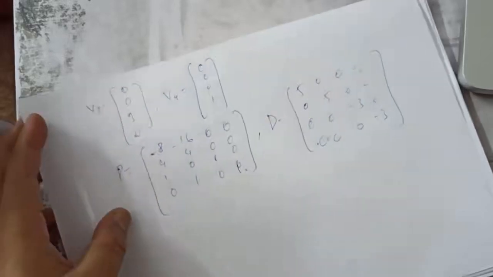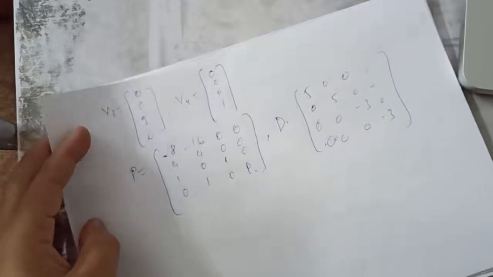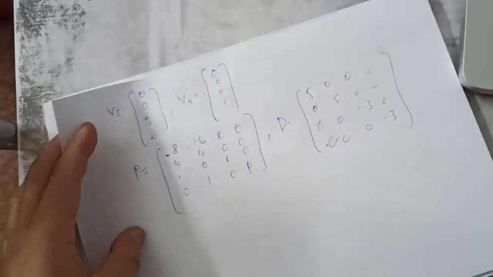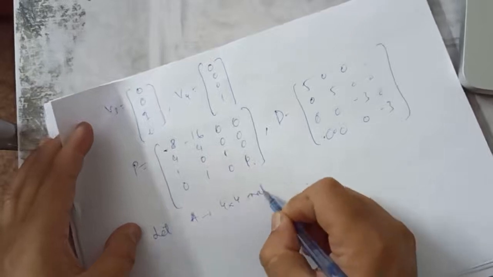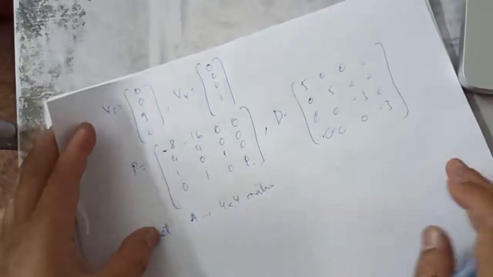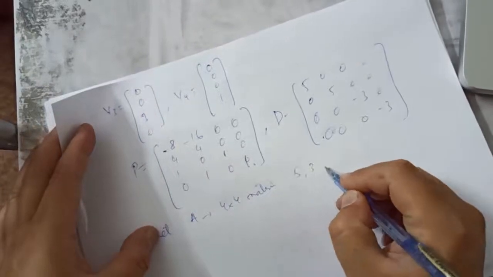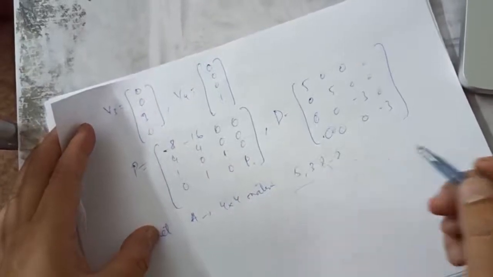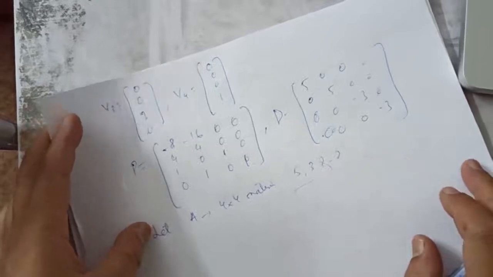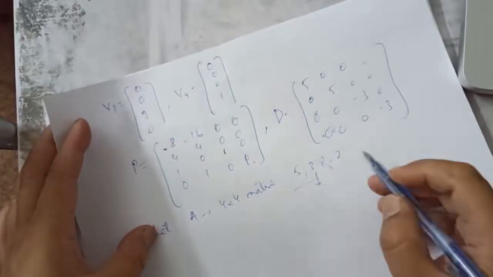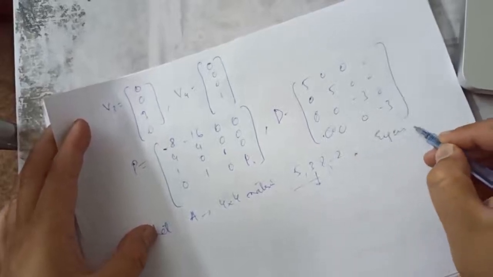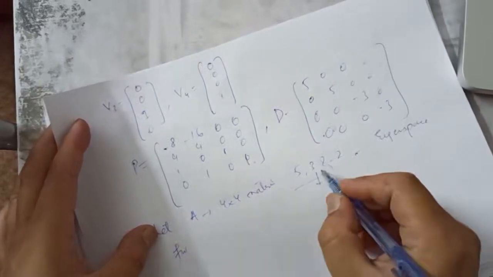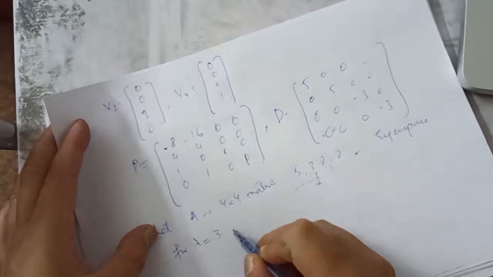Okay, so let's do a simple question. Say A is a 4 by 4 matrix whose eigenvalues are, let's say, 5, 3, and minus 2. And suppose you know that the eigenspace for the eigenvalue lambda equals 3 is two dimensional.